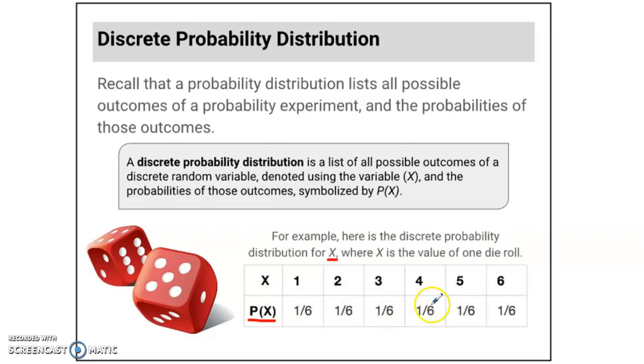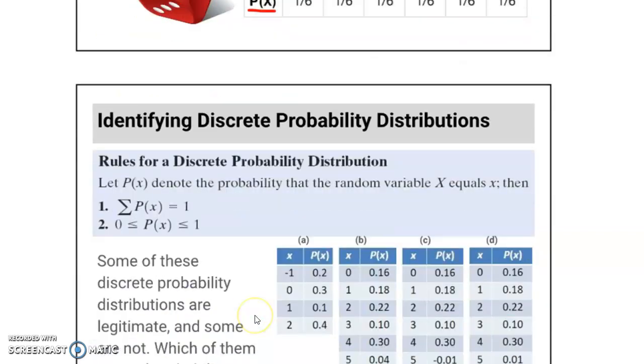This is a uniform probability distribution, which you should know that term, but it's not necessary to know for the test or the final. Just wanted to let you know that this is uniform. And it's uniform because all of the probabilities are the same.